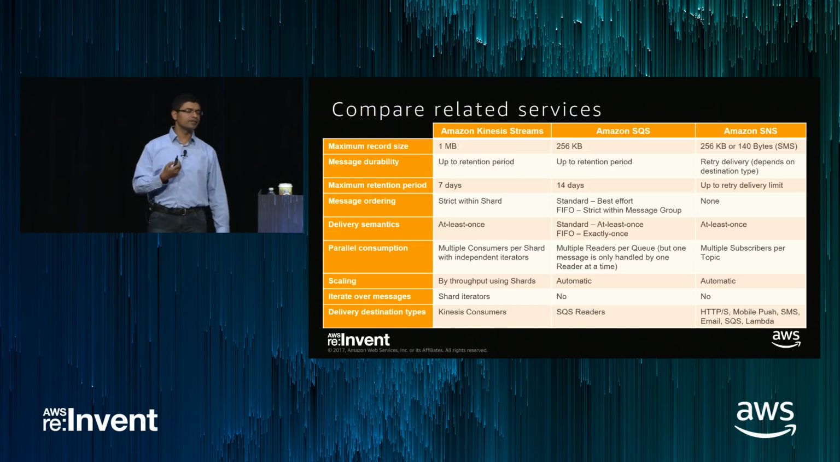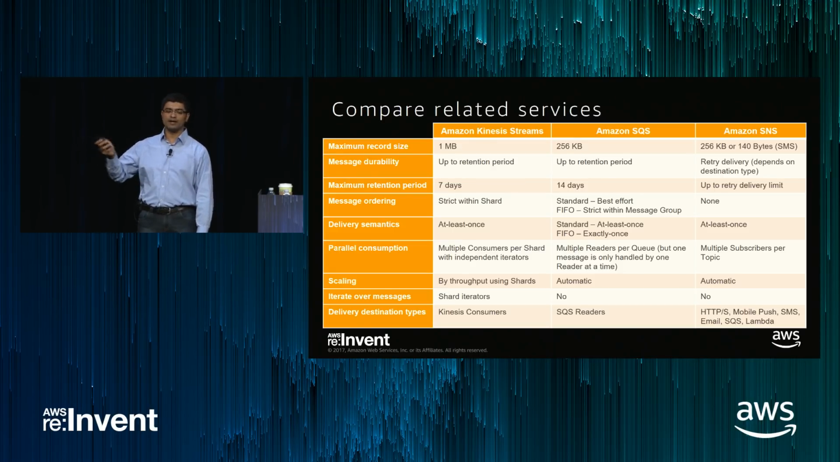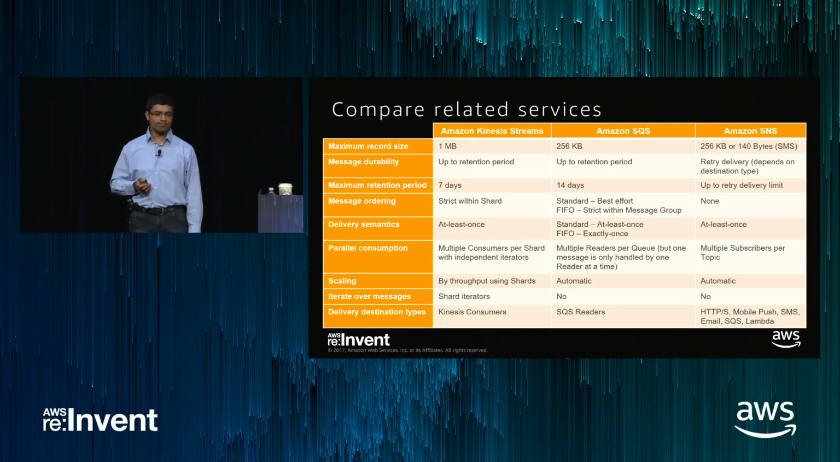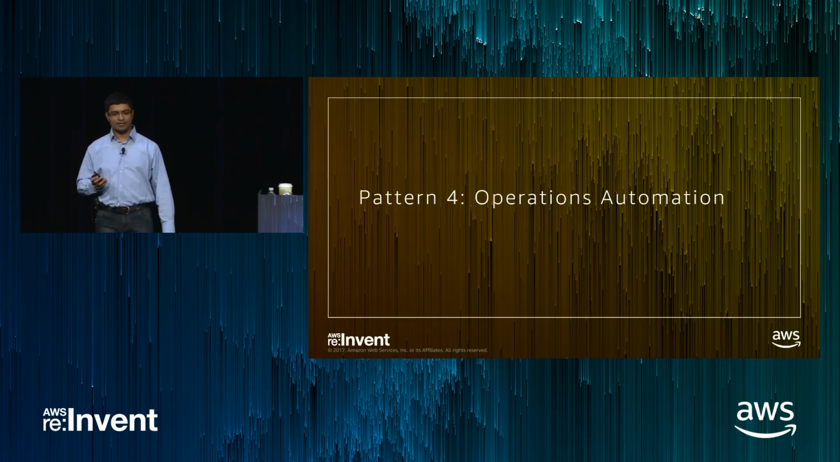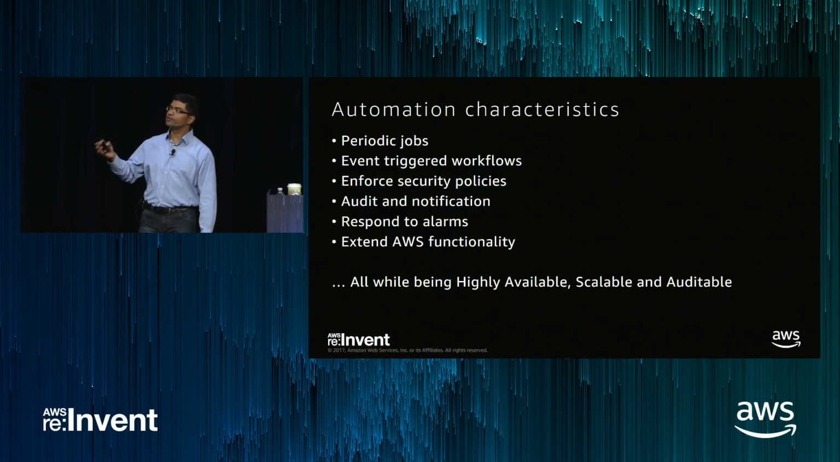And depending upon your business requirements, one or more of these use cases will be better fit by one of these services. All right, let's look at pattern 4, which is operations automation. So I'm going to talk to you in more detail about 3 of those patterns. Number 1 is periodic jobs. We all have requirements to do things on a regular basis. We'll look at some examples of that.